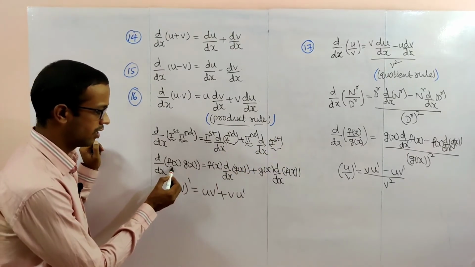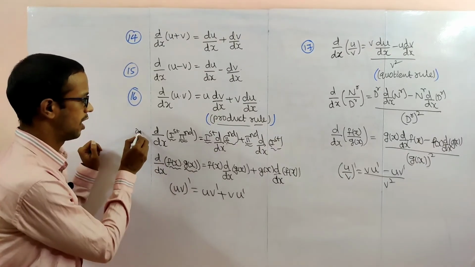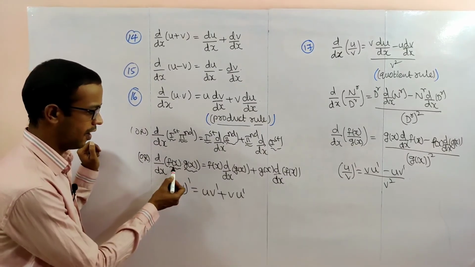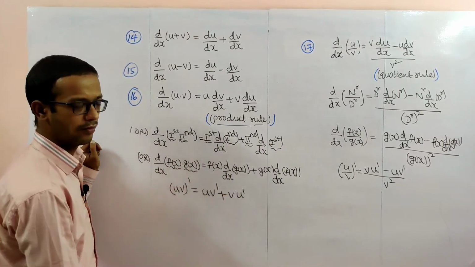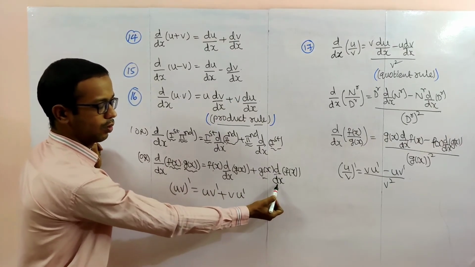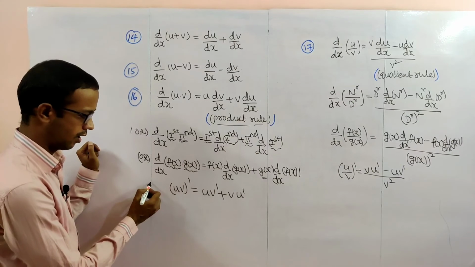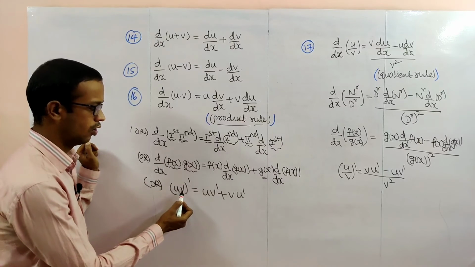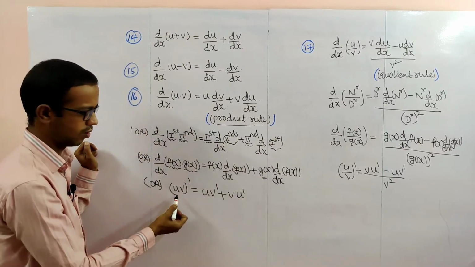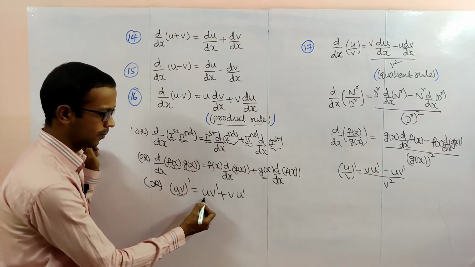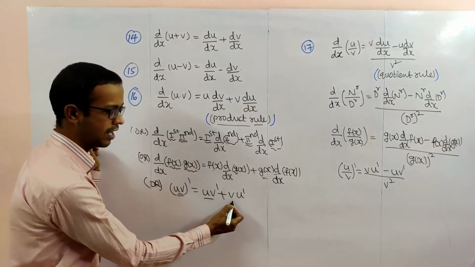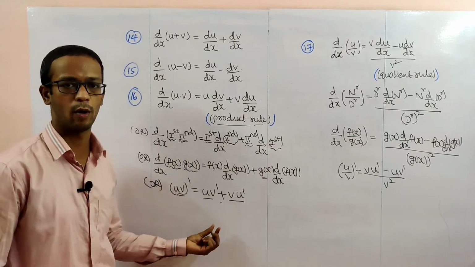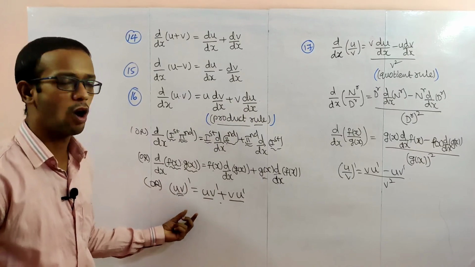Similarly, the derivative of f of x into g of x: we can take any one, these are the same. First into the derivative of the second function plus second into the derivative of the first function. Or (uv) whole dash is the shortcut way. Dash means derivative, so (uv) dash is d by dx of uv, that only. (uv) dash is equal to u v dash plus v u dash. We can write it in reverse also, no problem. Addition is there. This is the product rule, for multiplication.